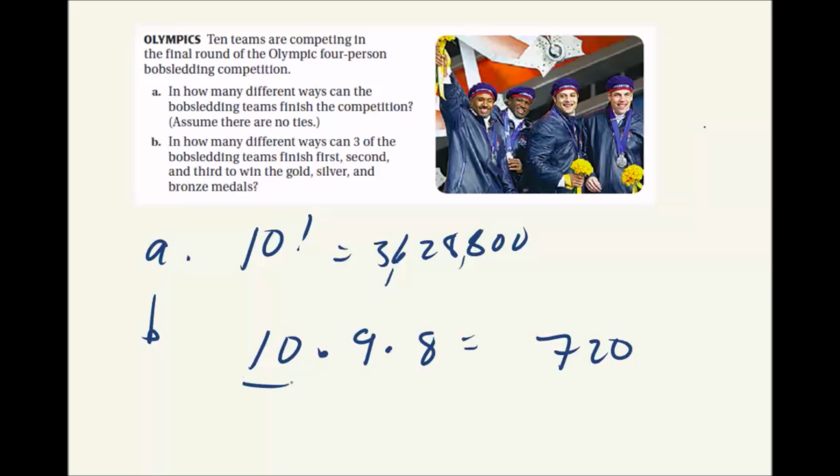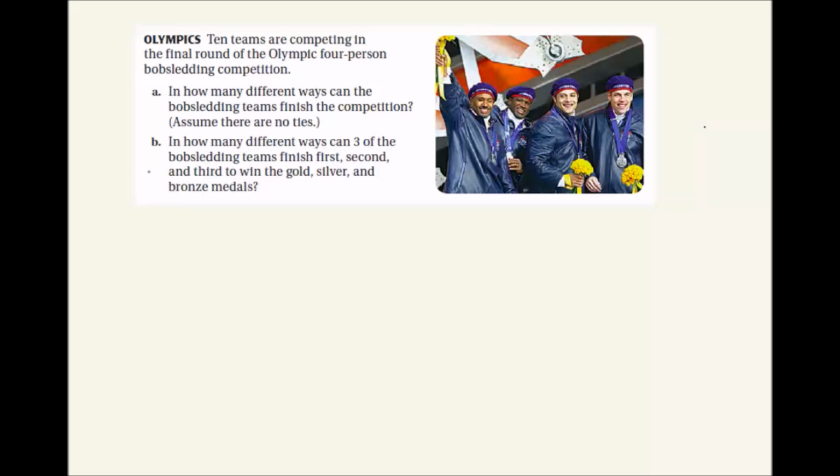So we only care about 1st place, 2nd place, 3rd place. We have 10 choices for 1st place, 9 choices for 2nd, and 8 choices for 3rd place. Because after a team gets a place, they can't go on to win 2nd place and 3rd place as well. It's important to clarify this question because there's actually a formula to go with it.